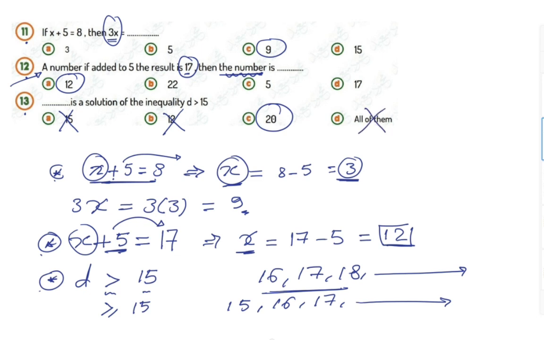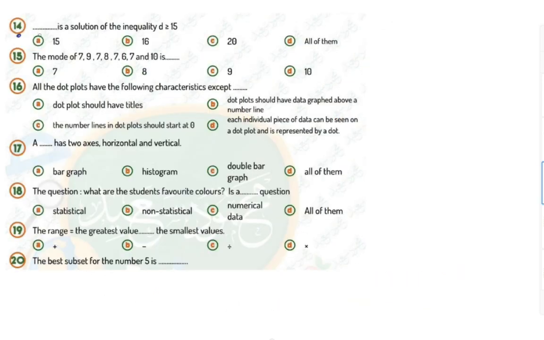Let's go to point number 4 of the choose questions. Now, point 14. Blank is a solution of the inequality d greater than or equals 15. Note with me, this question: d greater than or equal 15. So the solution starts with 15 and greater than 15. So look at the choices here. 15 is a correct choice. 16 is a correct choice. 20 is a correct choice. So I will choose all of them.